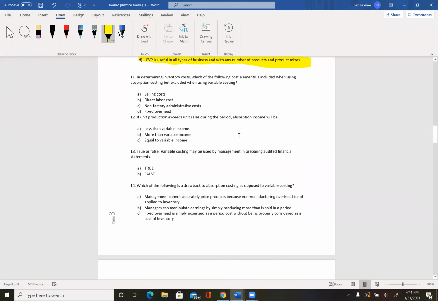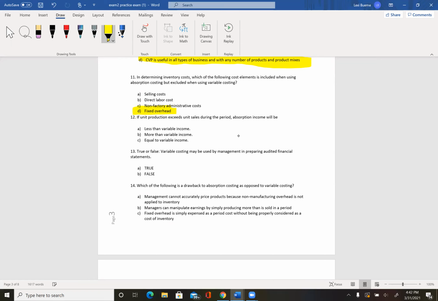Then for 11, in determining inventory costs, which of the following cost elements is included when using absorption costing, but excluded when using variable costing. So for this, fixed overhead, and I went over this in the short answer, so you do not include fixed in variable, you just include it in absorption.